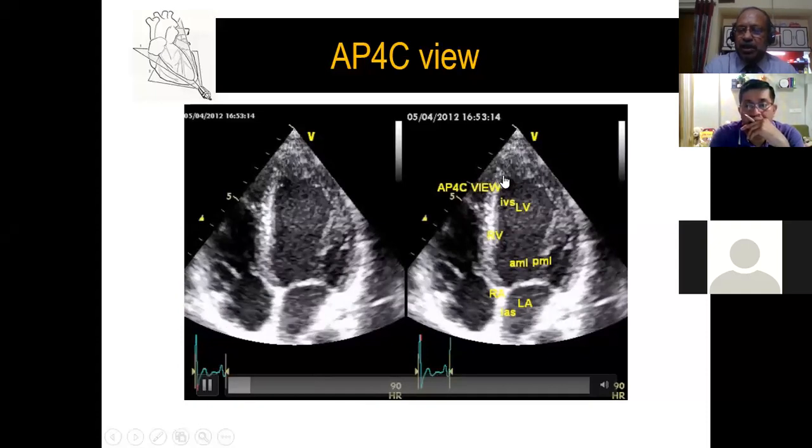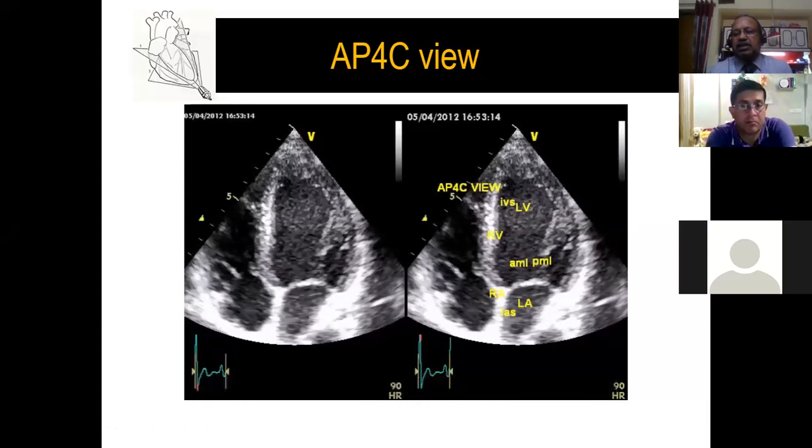Apical septum is supplied by LAD. Apical lateral wall is supplied by LAD, and mid and basal lateral wall is supplied by circumflex. So practically all three coronary arteries are seen in this apical four-chamber view.